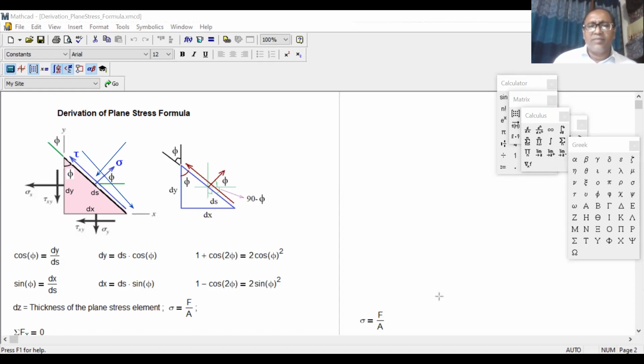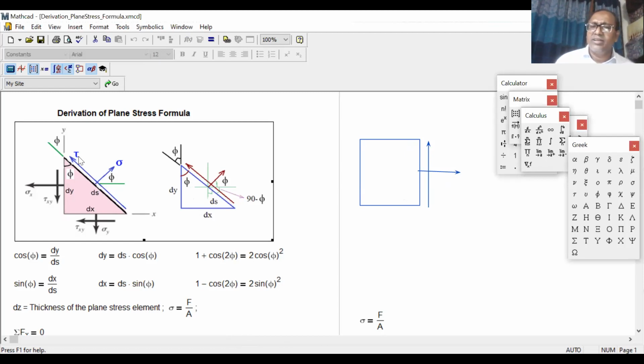But for convenience we put this tau anticlockwise because of our mother free body. If you look at our mother free body, this side tau was anticlockwise, rotating along this direction and this direction. So that's why we did it like that, similar to the main body. Now we need to figure out the value of sigma and the value of tau. So how did we do it? We make the summation of force along the x-axis and the summation of force along the y-axis.